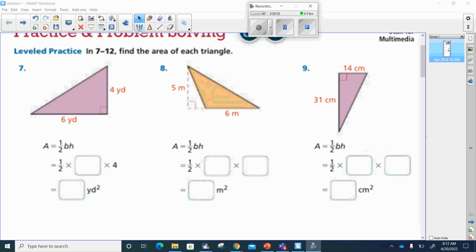Let's go ahead and get this homework knocked out. 7 through 12 is find the area of each triangle. We're going to use the formula: area equals 1/2 times base times height.